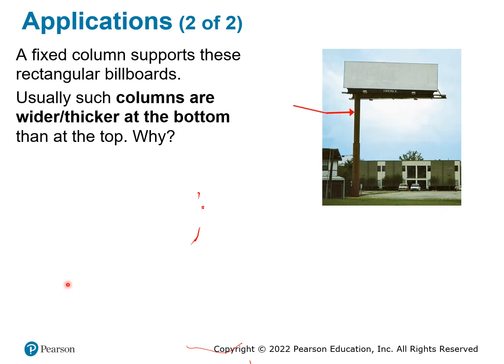This is another example. You can see there's a fixed column supporting a rectangular billboard. So the billboard is right here, and this post or column is the one that we need to design. We want to make sure this column is strong enough to support this, right? And normally you can see the bottom part is thicker than the upper part. There must be a reason that we make the bottom part thicker, and why is that? We can analyze it by looking at the analysis we're going to introduce in this chapter.